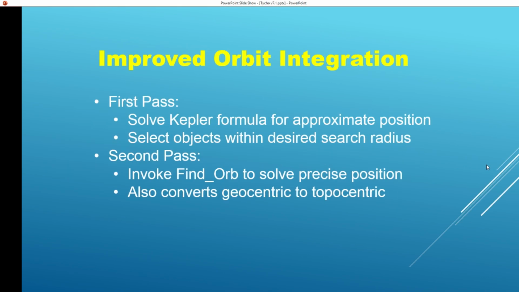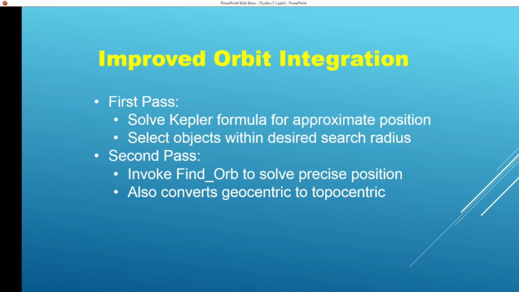So the way this works is that it conducts a two-pass operation. In the first pass, it solves the Kepler formula to determine which objects are within the field of view, and in that process it then computes the approximate position of those objects. And that is essentially how the old version would operate. It would take the orbital elements of all known objects and determine which of those objects then exist within the field of view, and that would arrive at an approximate position.